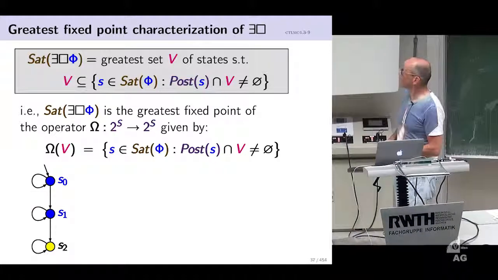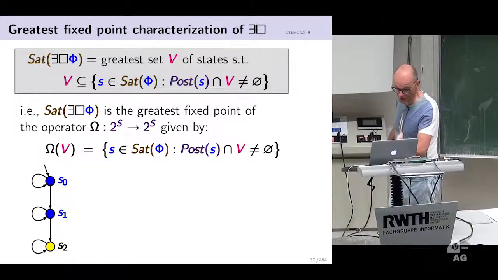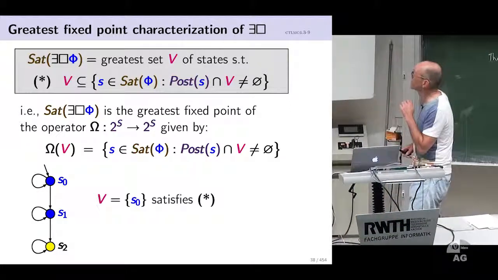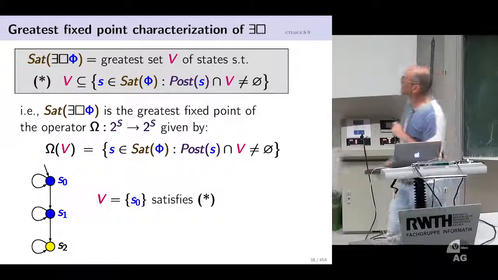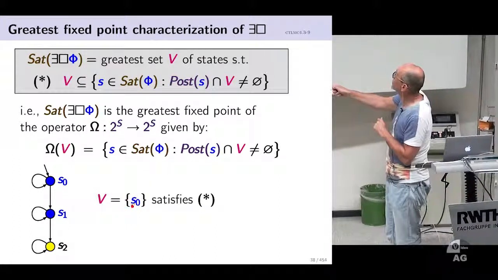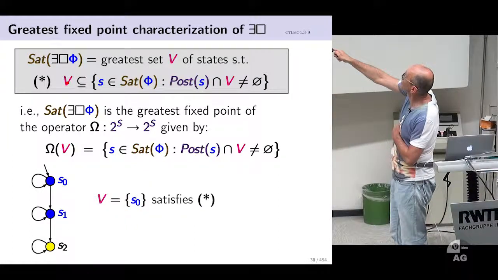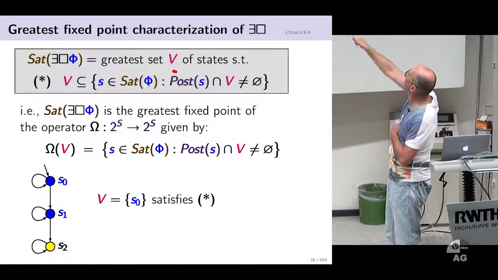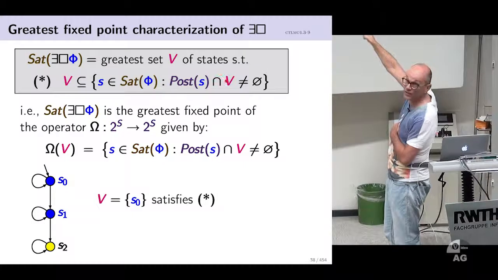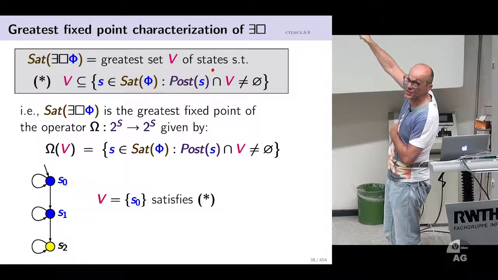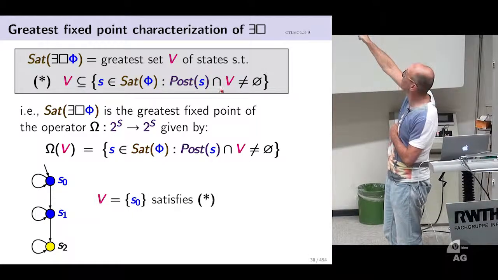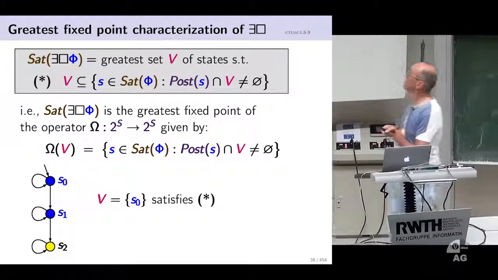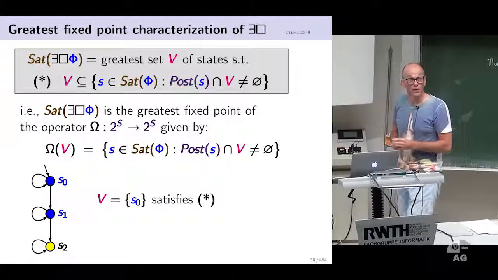So let's look at an example. This transition system of 3 states. We are interested in existential box A. So if you take the set of states S0 and plug it in here, S0 is a subset of all the blue states who have a direct successor to a blue state. Well, to a state in V, namely S0 itself. So because of the self loop, the set S0 satisfies the inequation.